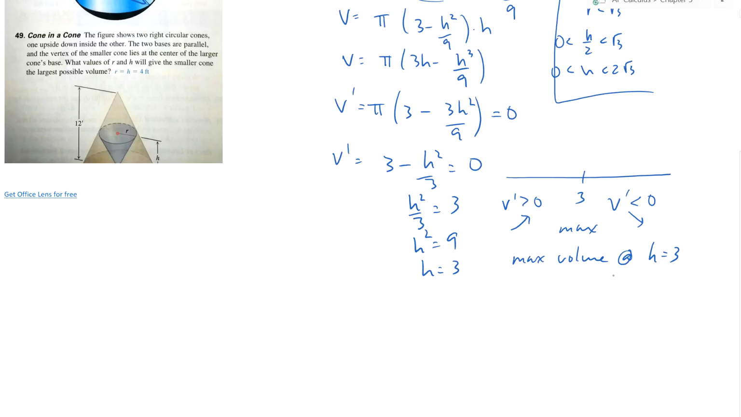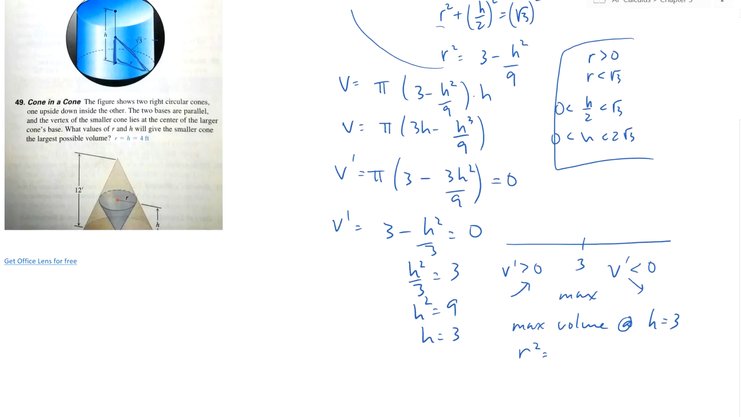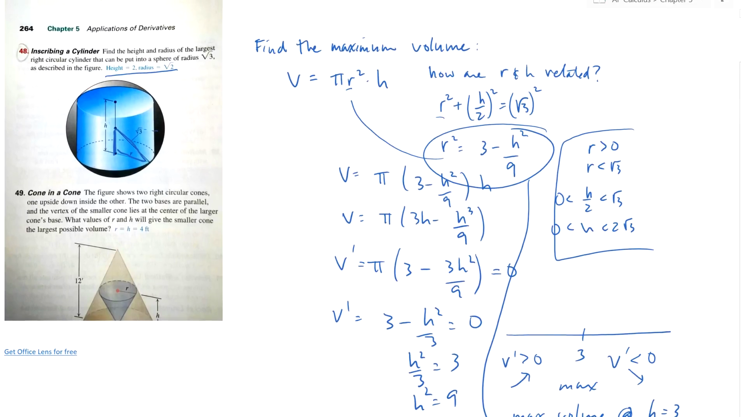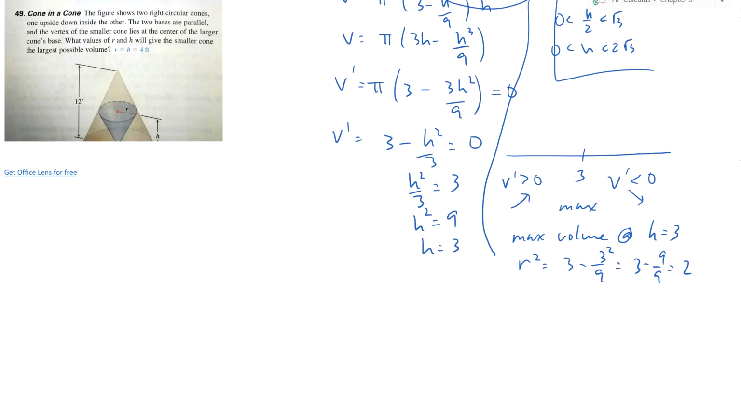Okay, so h is 3, and then what do we have? r squared is up here: 3 minus 3 squared over 9, which is 3 minus 9 over 9, which is 3 minus 1, or 2. Did they give us units? They didn't give us units, so we're good. So we got r squared is 2, so of course r is square root of 2. So there we go.